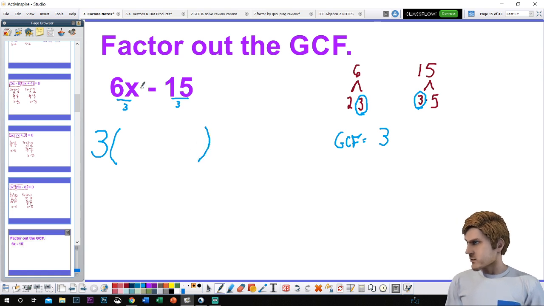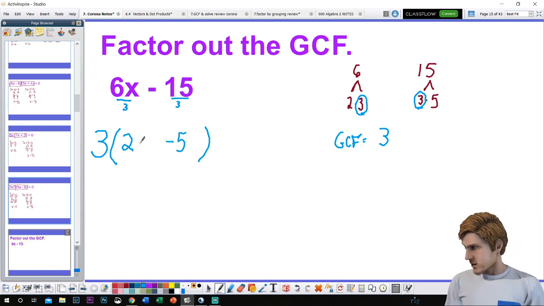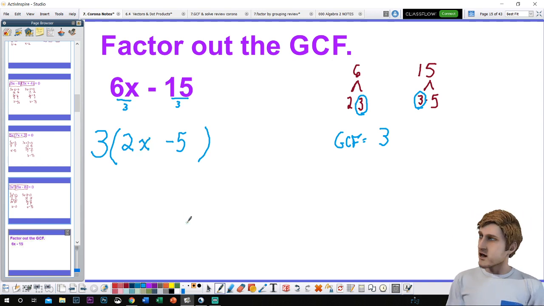Then you'll remember that I always do my numbers first. So 6 divided by 3 is 2. Negative 15 divided by 3 is negative 5. Then I go back and do my letters. This one was a pretty easy one. We didn't have to worry about exponents. We're just plopping down our x. Alright, and there it is in factored form.